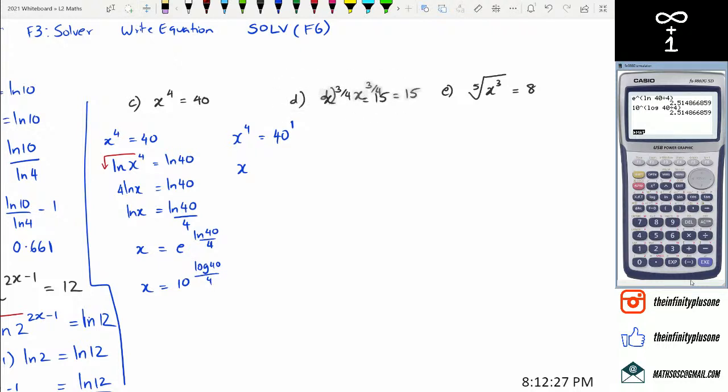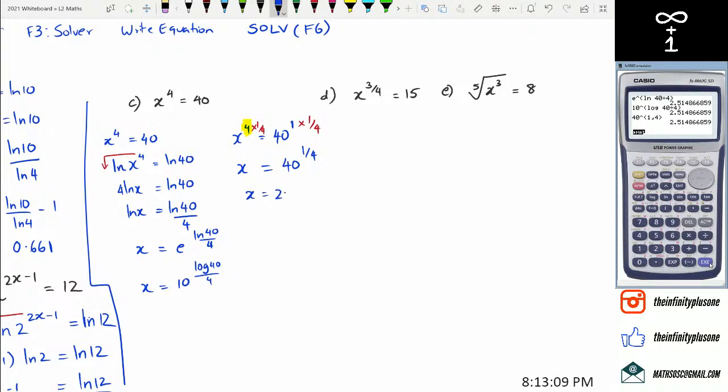Because 40 has a power of 1, and I want to convert this 4 right here to a 1, all I've got to do is multiply by its reciprocal. So I'm going to multiply by a quarter on both sides. When I do that, I get x to the power of 4 times a quarter, and 4 times a quarter is just 1. And on this side, I get 40 to the power of a quarter. If you go into your calculator and put in 40 to the power of 1 over 4, you are going to get the same answer.